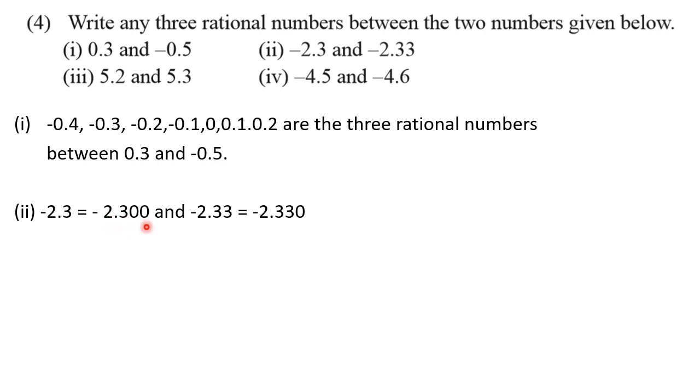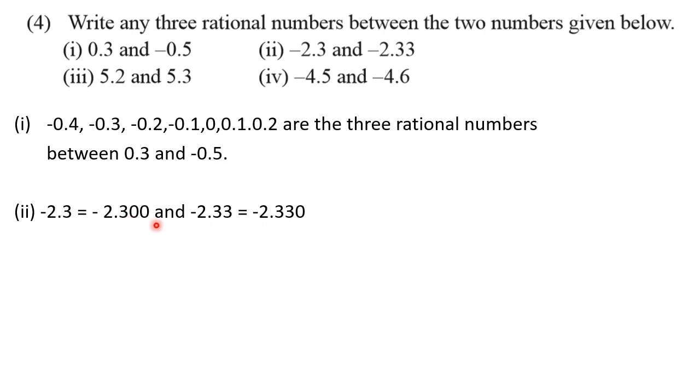2.300. The value of the original number does not change if I write this 0 after the decimal point here. Okay, this is an important thing. If it is simply 23 and you write 0 in front of that, then it is going to become 230. But if you have a decimal point and after that you write zeros, then the value is not going to change. Similarly, minus 2.33 we can write as minus 2.330.